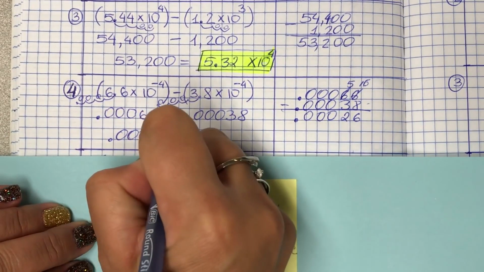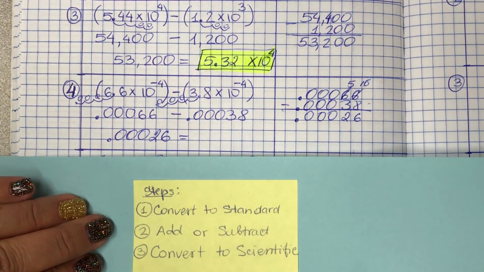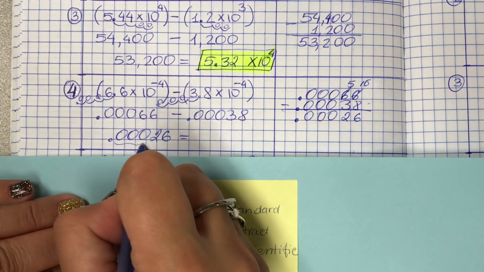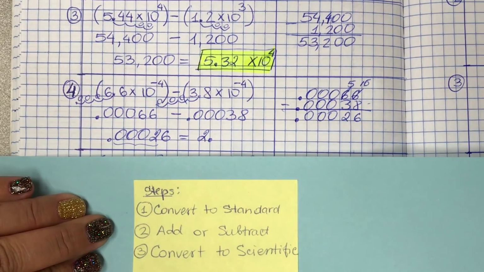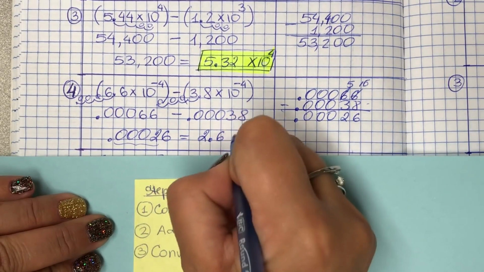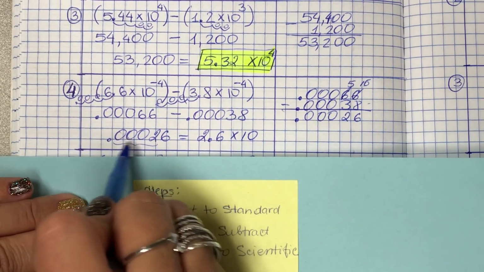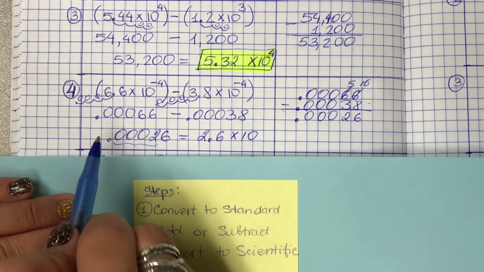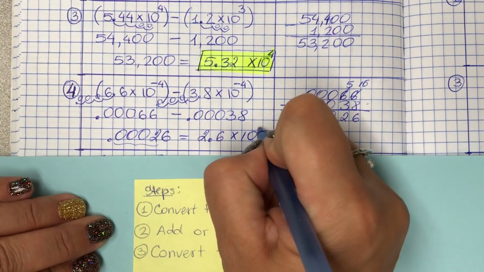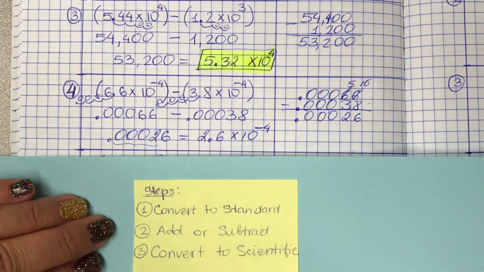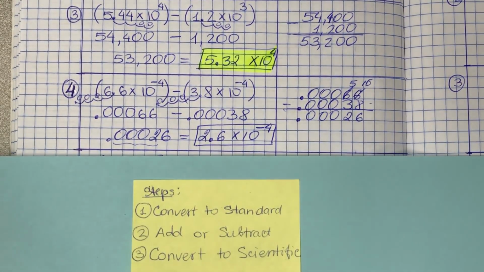3 zeros and 26. That is going to be in scientific notation a power of 10 negative, because we have a small value. So the significant digit 2, place the decimal. 6 times the power of 10, representing the fourth place behind the decimal. 1, 2, 3, 4. Tens, hundreds, thousands, 10,000 place. So that is the negative 4. Scientific notation.